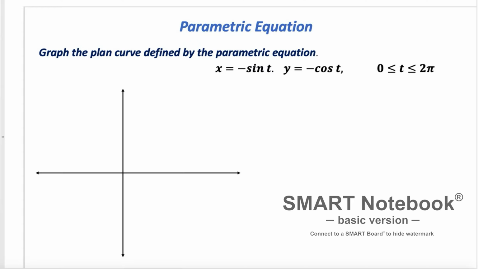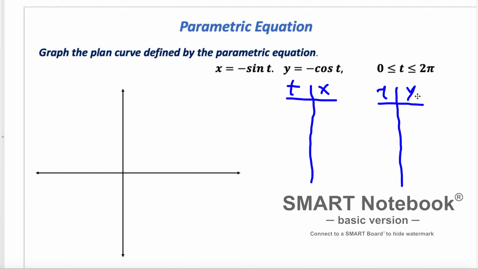So first let me find the values of x. Let me evaluate x. So let me write t here and x. Same thing I'm taking here for y. Let me say t, and here is y. So let's take t from the interval 0 to 2 pi.